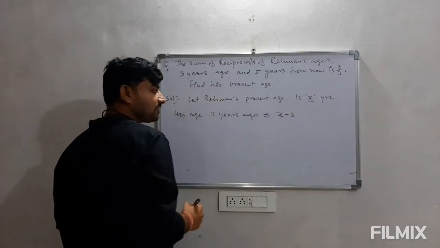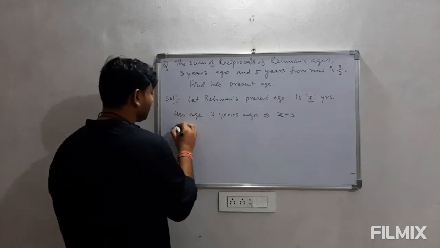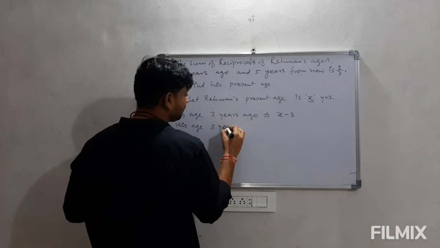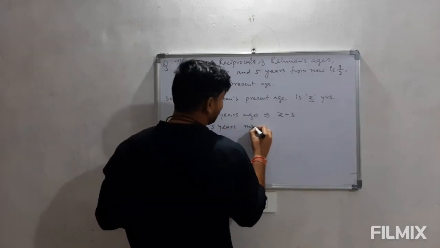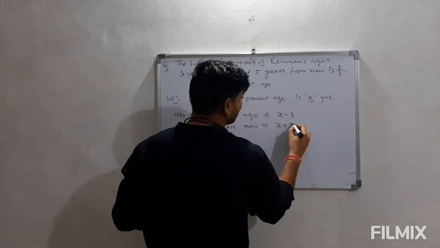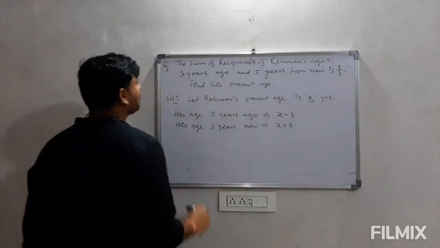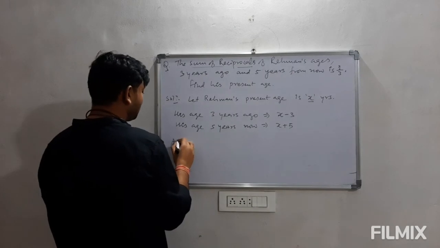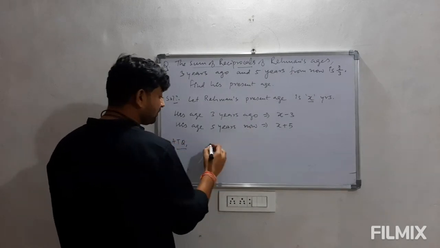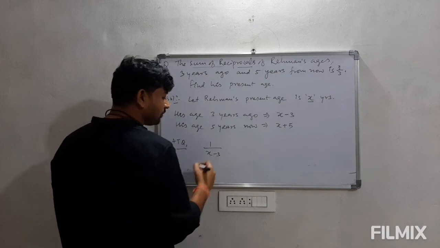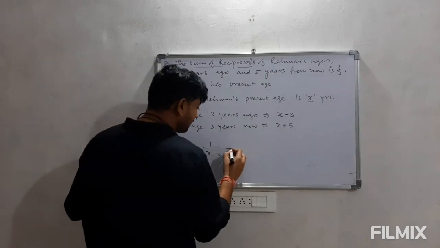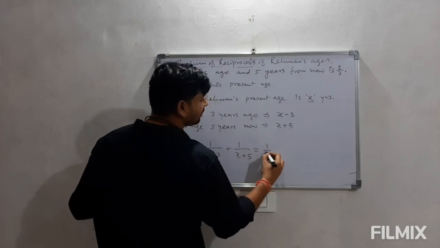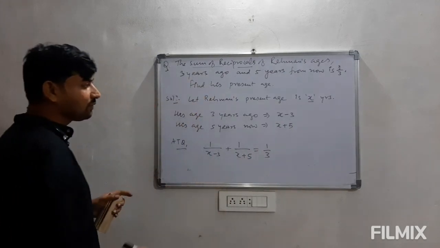3 साल पहले x minus 3 होगा. Similarly, his age 5 years from now, आज से 5 साल बाद उसकी एज क्या हो जाएगी? x plus 5. Now according to the question, sum of reciprocals. So according to the question, the reciprocals of this, that is 1 upon x minus 3, and then sum means plus 1 upon x plus 5 is 1 upon 3. So this is the final equation.